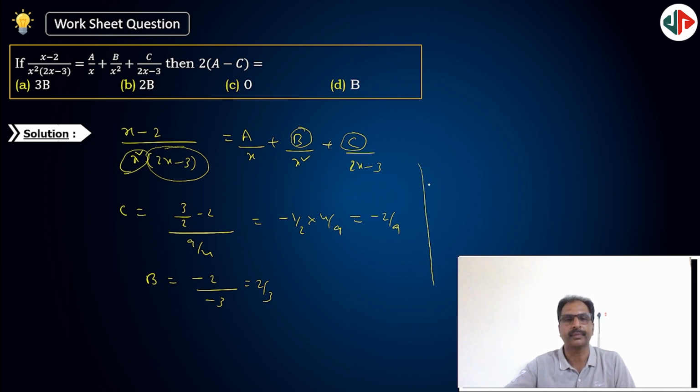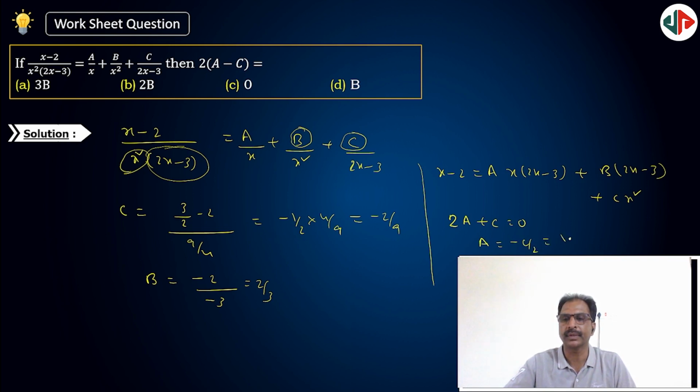Then how to get A? Take LCM. After taking LCM, that LCM gets cancelled. So A into x into 2x minus 3, plus B into 2x minus 3, plus C into x square. Now comparing x square coefficients, 2A x square plus C is equal to 0. So from this A is equal to minus C by 2. So 1 by 9.